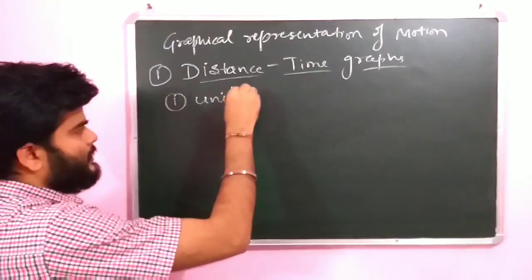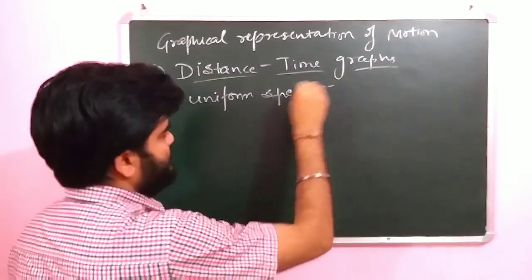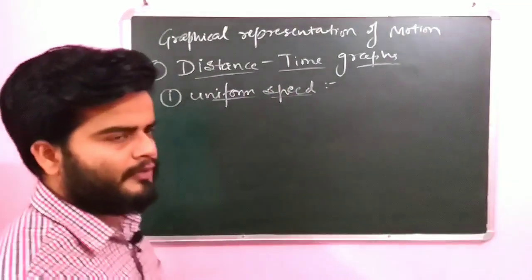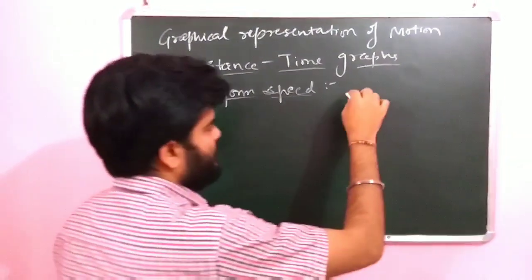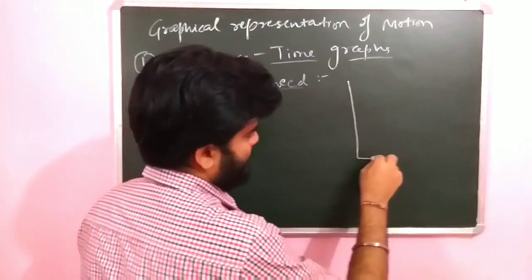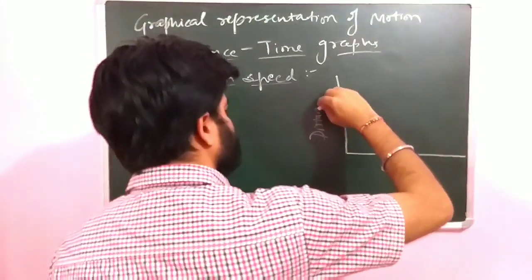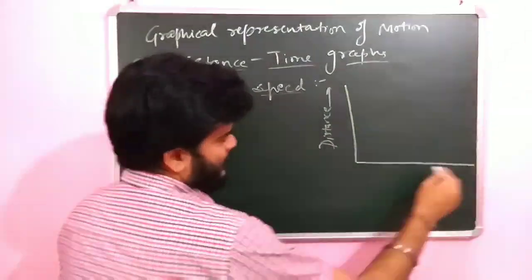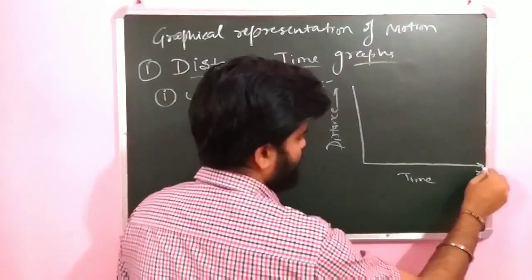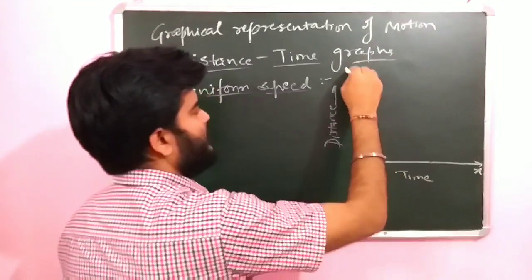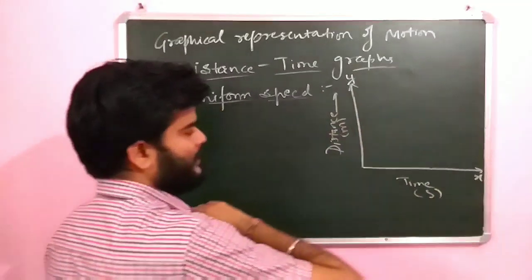This is uniform speed. Uniform speed means what? This is a uniform motion, equal amount of distance in equal interval of time. Let us draw a graph. If I am taking distance on y-axis and time on x-axis, let us say this is x-axis and this is y-axis. Time is in seconds, distance is in meters.